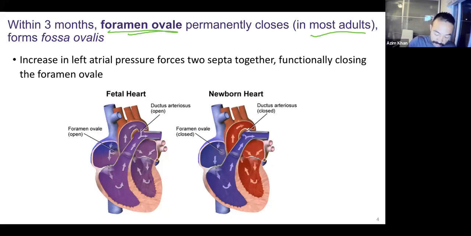But when it closes up, foramen ovale becomes the fossa ovalis. Foramen means hole, fossa means shallow depression. So it closes and it's thinner in that portion. And you can see that here. There's an increase in atrial pressure, and that increase in pressure shoves the interatrial septum closed, functionally closing the foramen ovale, and then it seals itself up. It heals up once you're born.